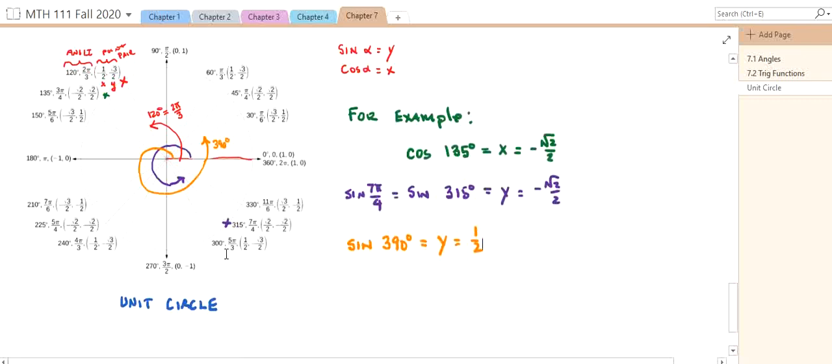So these are periodic functions. So every time you go around 360 degrees, you start repeating the exact same numbers all over again. That goes on for infinity.